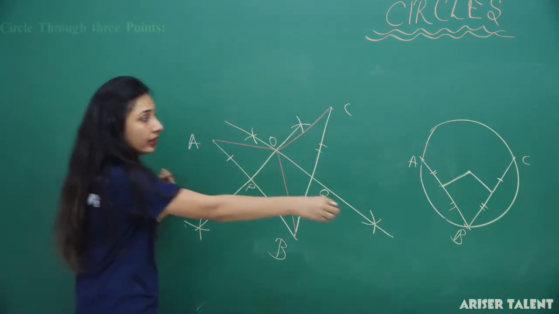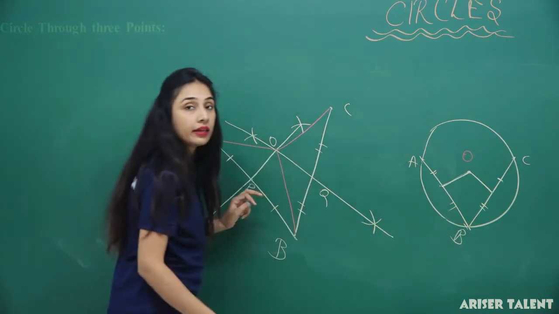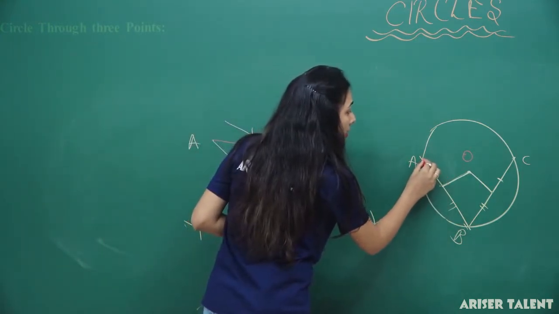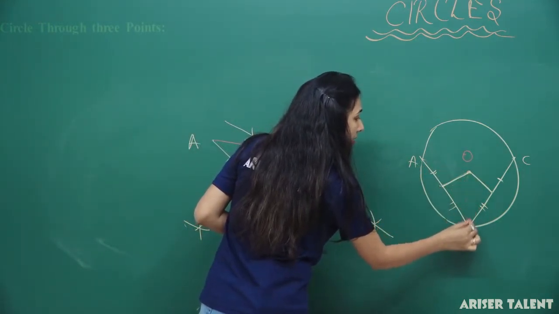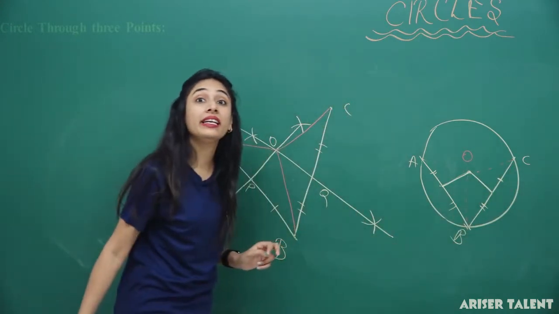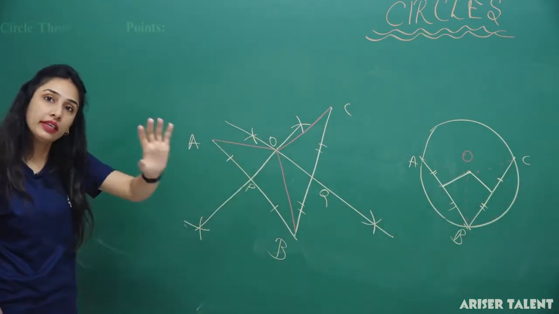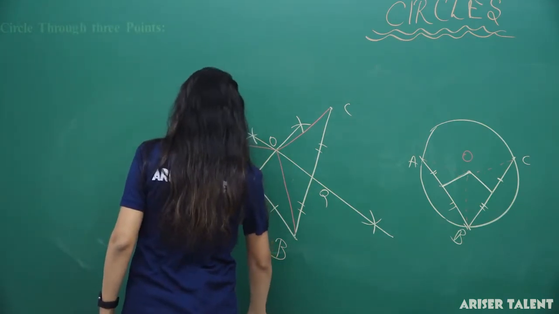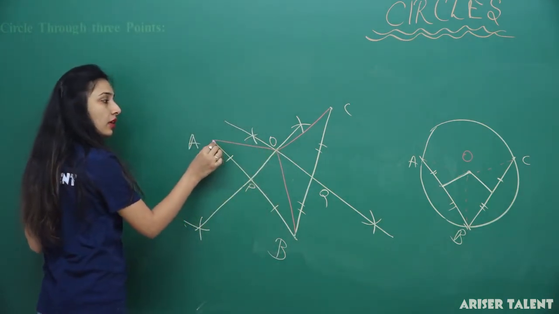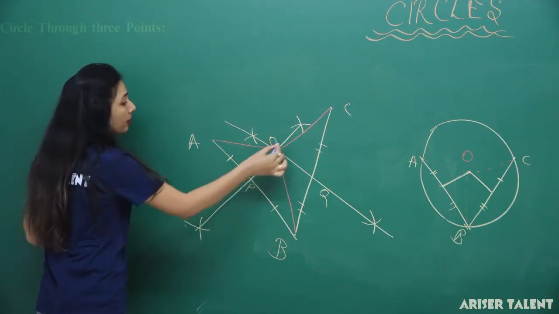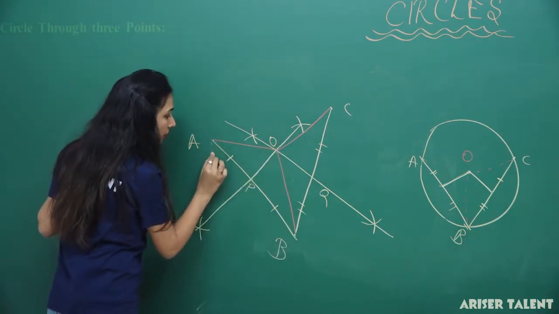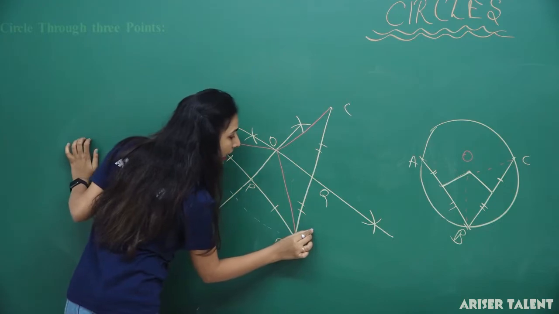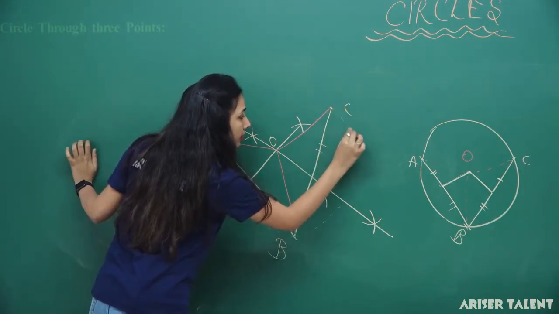Now look here, if this is O, the center, these will be the radius. So these three will be the radius, and the radius will be the same. So how will you draw the circle here? You will measure this OA or OB or OC in whatever scale you are comfortable with, and draw your circle here.